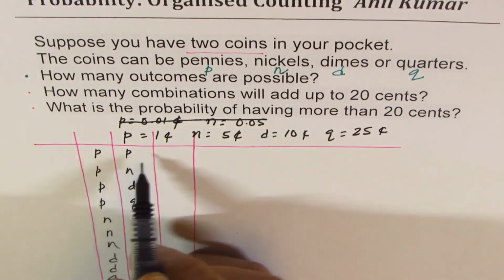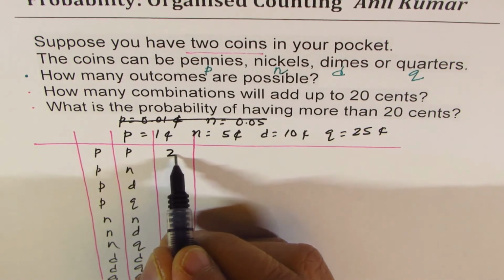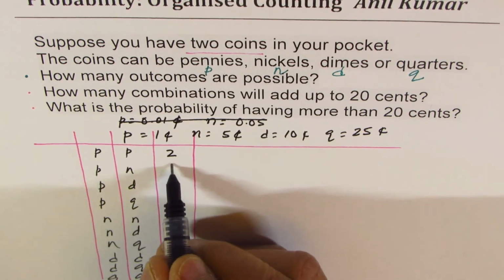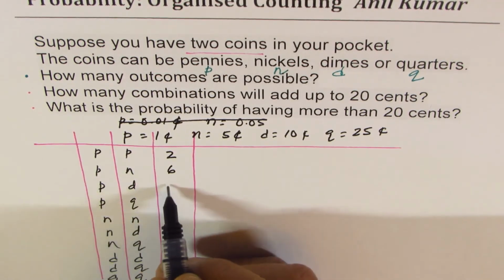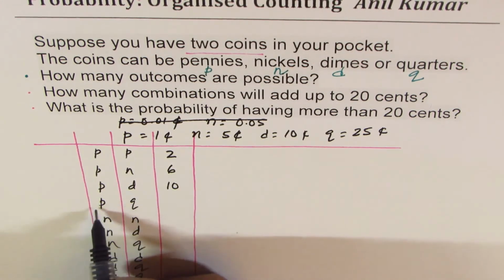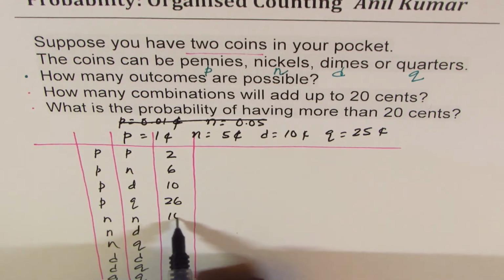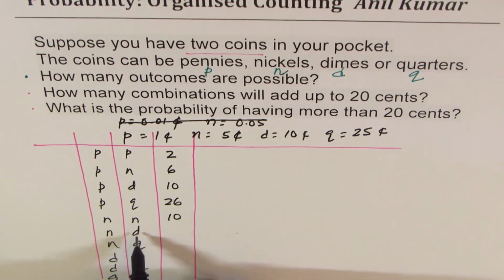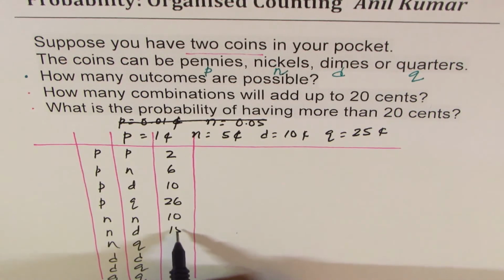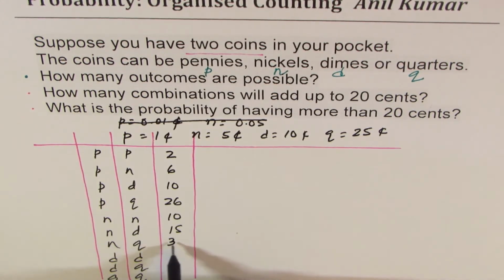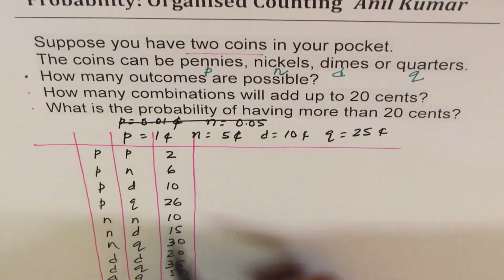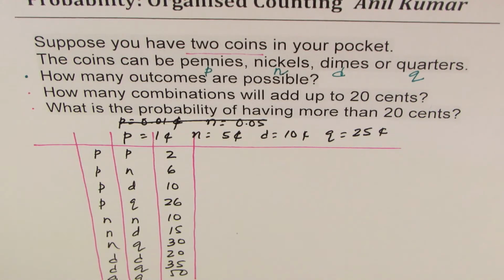So if you add, what do you get? This is 2 cents. This is 5 and 1, 6 cents. 1 and 10, 11 cents. 25 and 1 is 26 cents. Nickel and nickel means 5 plus 5, 10 cents. Nickel and dime means 10 and 5, 15 cents. 25 and 5 is 30 cents. This is 20 cents. And then this is 35 cents. And this is 50 cents. So we get this table which gives you the total amount, correct?